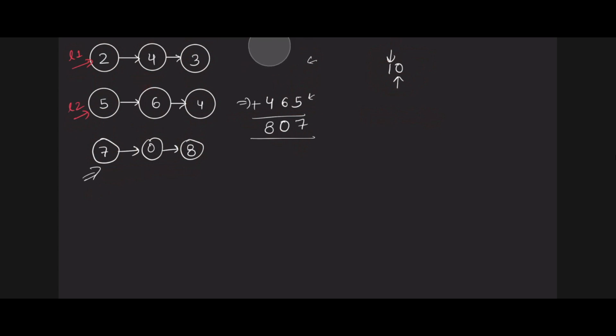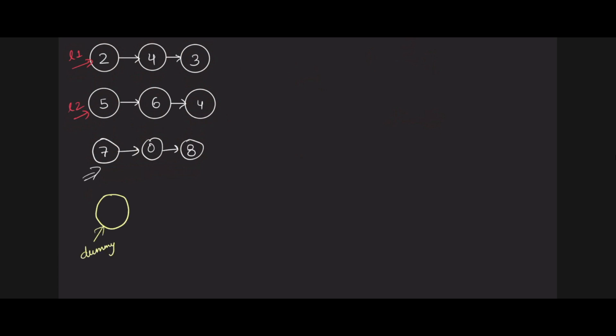So now what you will do is, first of all, we'll create a dummy node, okay? First of all, we'll create a dummy node. Let's suppose this value is 0. Anything you can give. Now, this node will help us return the head of our new linked list.